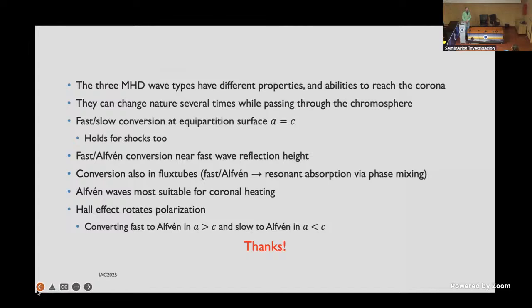I was wondering, you were talking about fast to Alfvén conversion, but it's possible the other way around, Alfvén to fast or Alfvén to slow? Absolutely, absolutely. All of those processes are reversible. You just reverse time and it does the opposite thing. However, what we were interested in is making the Alfvén wave. So that's what I concentrated on.